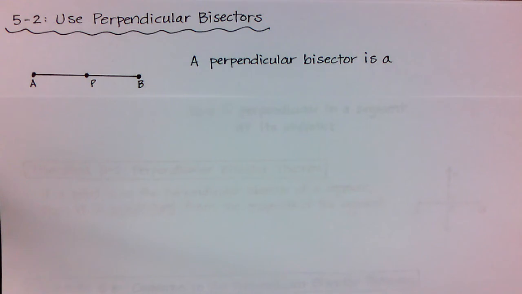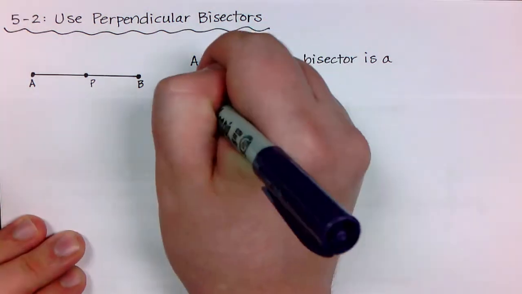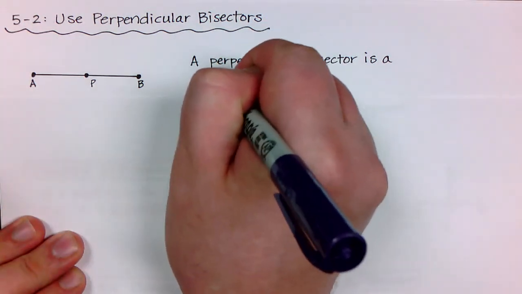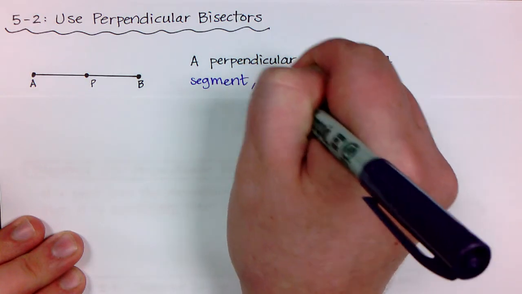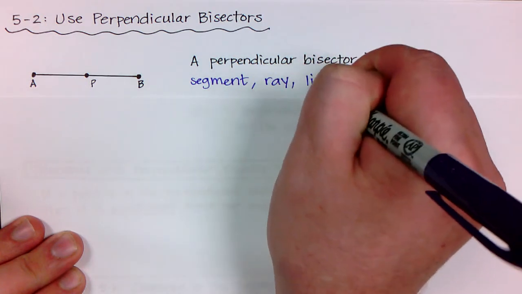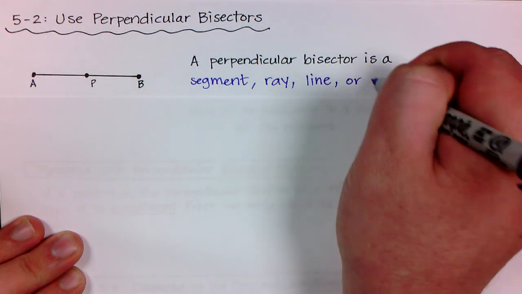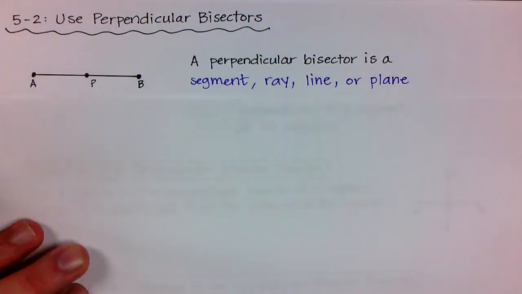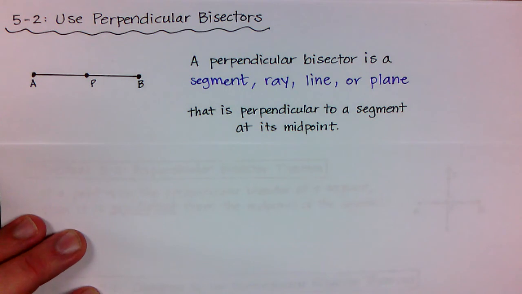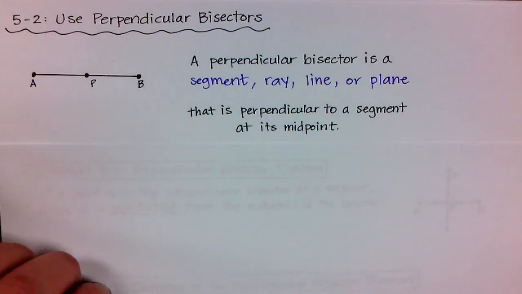Hello class, today's lesson is 5-2 in your textbook, and it's all about how to use perpendicular bisectors. So we've seen what bisectors are before. Sometimes it's been a segment bisector or an angle bisector, and now a perpendicular bisector can be a segment or a ray, a line, or even a plane that is perpendicular to a segment at its midpoint. So a perpendicular bisector can be any one of those four things.